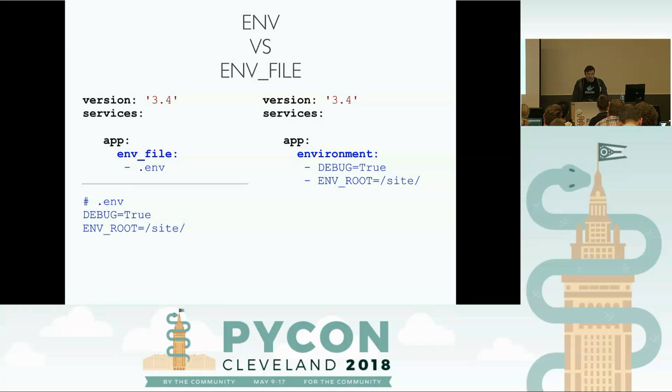Also, there's an env_file keyword, which you can use in your Docker Compose file. This lets you provide an external, separate file for key value pairs that get set as environment variables. This might be useful if you didn't want to litter your Docker Compose file with a bunch of environment variables. You can just add them as a separate file that you can include and split things up a little bit.